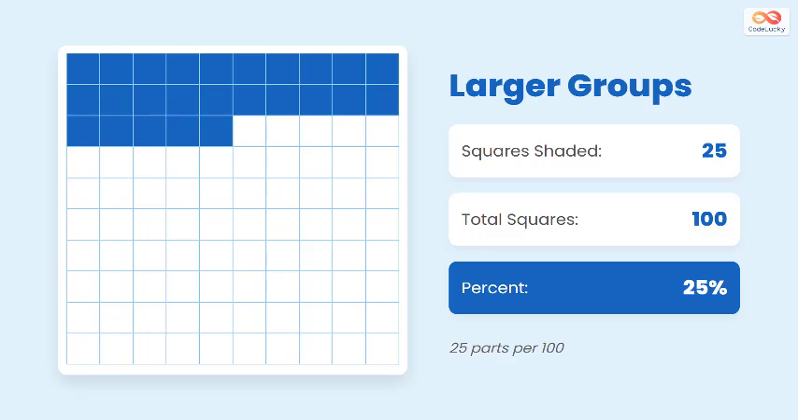Now let's look at a larger group. Here, we have shaded 25 of the small squares. Since the total number of squares is still 100, we have 25 out of 100. This represents 25%. It is simply a count of how many pieces per 100 are selected.